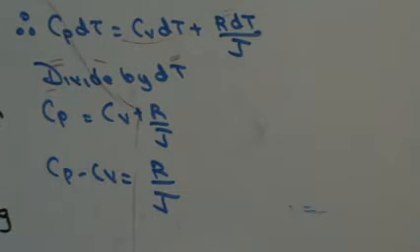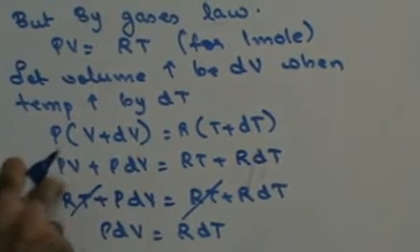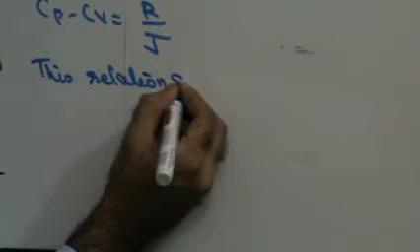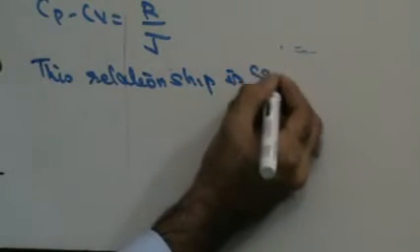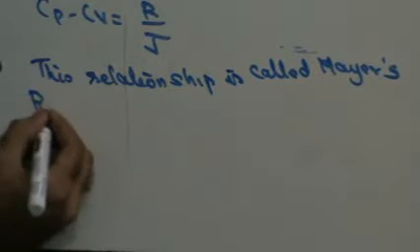So how do you get RT on the LHS? What's the value of PV? The value of PV is RT. I'm substituting the value of PV as RT, right? And then the RT on either side will get cancelled, right? This particular relationship is called Mayer's relationship, Mayer's relation.